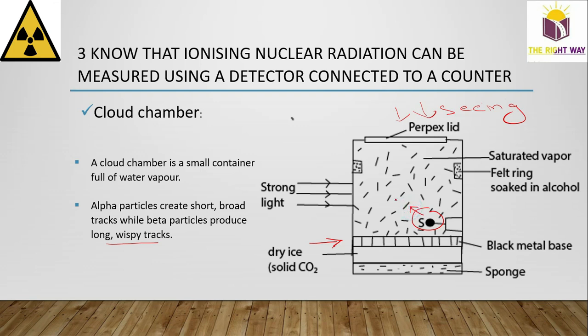What are alpha, beta, and gamma? We will discuss it in our next lecture. These are the three types of radiations. The black base makes the image of the radiations clear.